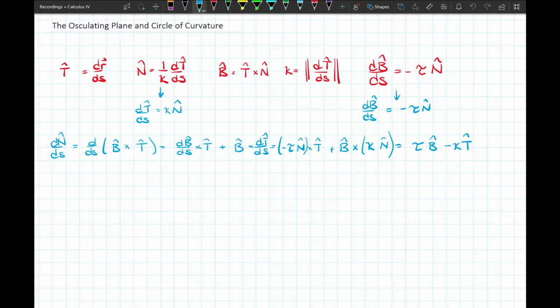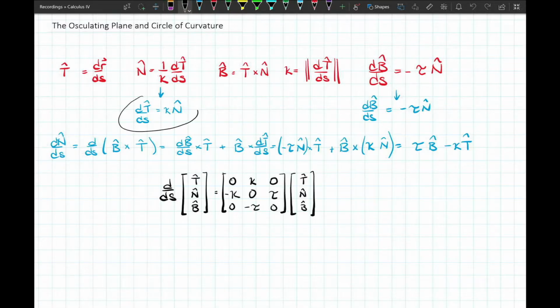Now, if you want a quick way to memorize all of these definitions, we can write the system of these three differential equations in matrix form. Taking these three equations, we can see that the rate of change of our TNB, our Frenet frame, is equal to this 3x3 matrix in terms of curvature and torsion times our TNB Frenet-Serret frame. So that's a quick way of taking a look at all of the definitions of our Frenet-Serret apparatus and putting it into compact form.